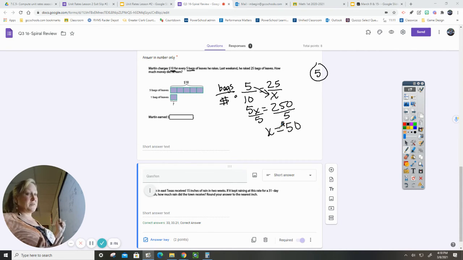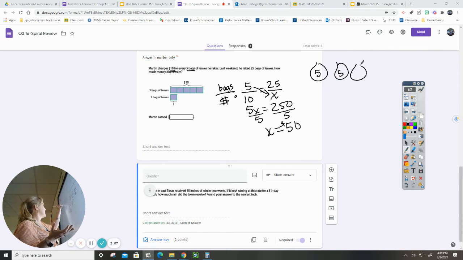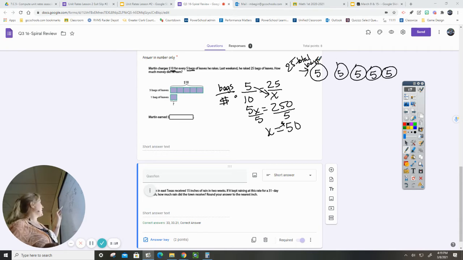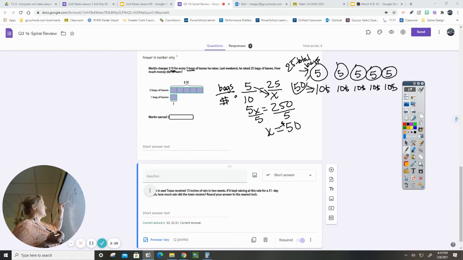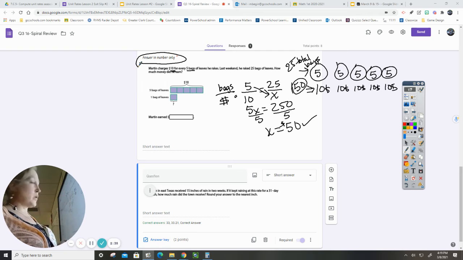So my guess is he made $50, okay? But I'm going to verify that. This is 5 bags, 5 bags, 5 bags, 5 bags, 5 bags. So this is 25 total bags. And for that, he got $10, $10, $10, $10, and yes, you guys did $10. So my answer is that much he's got. So yes, it checks. Note that it says answer a number only. So even though I want to type $50, I'm just going to put 50.